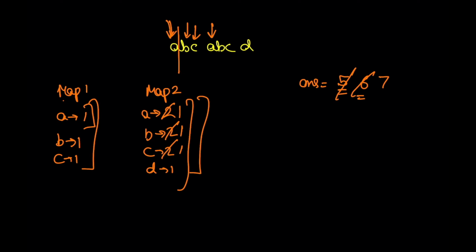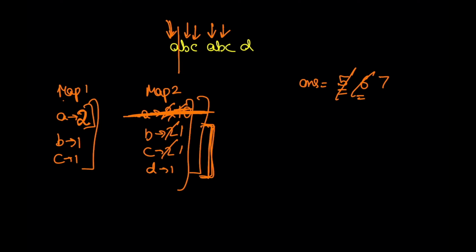Now coming on to this A. Now the frequency becomes 0. As soon as the frequency becomes 0, I will erase it, like this is no longer part of this map. So the size for this map decreases to 3 and it increases to 2 here. So my answer now becomes 6, but it is less than 7, so we don't update the answer.